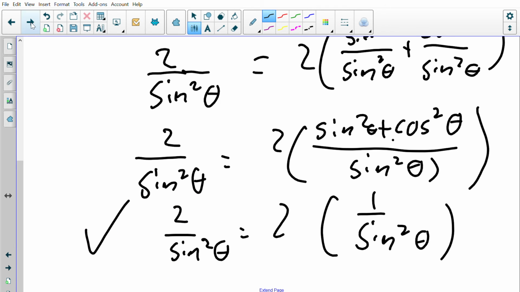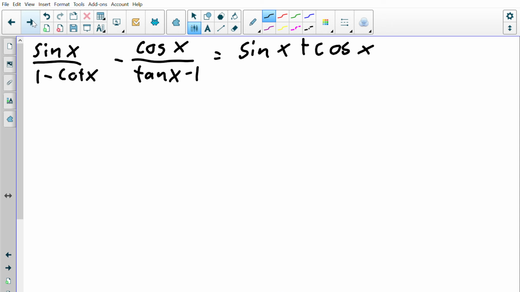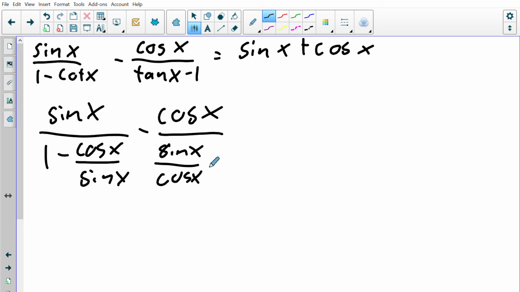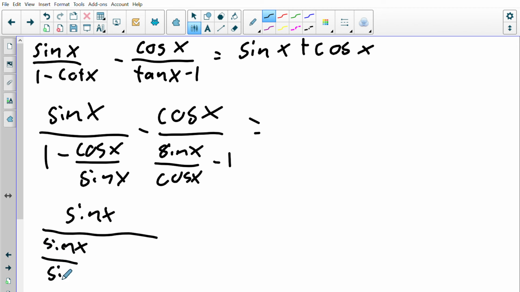So that is good. Our last one, we're going to make everything equal to sine or cosine. So cotangent is cosine on top, sine on bottom, whereas tangent is the opposite: sine on top, cosine on the bottom, and we'll worry about what it equals in a little bit. So I want this 1 to have a matching fraction. So it's going to be sine over sine minus cosine over sine.